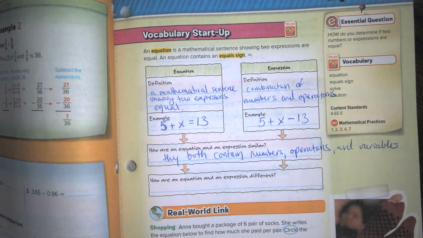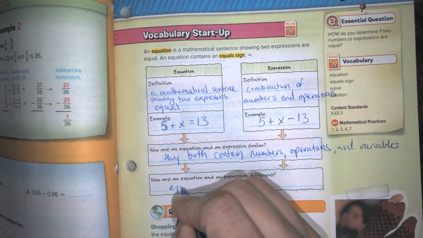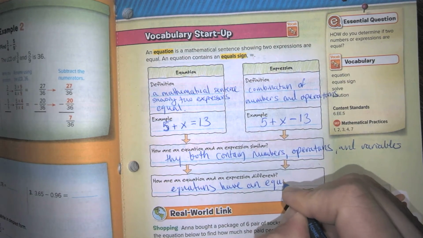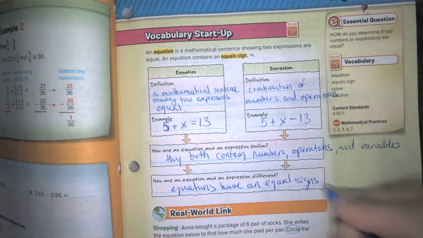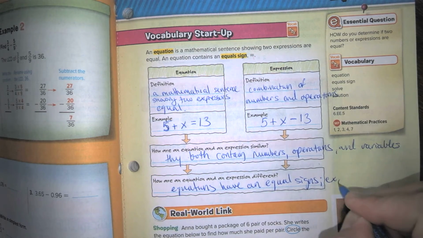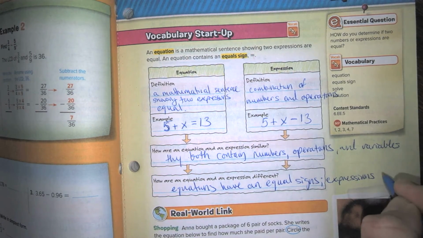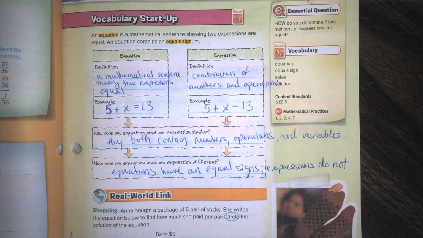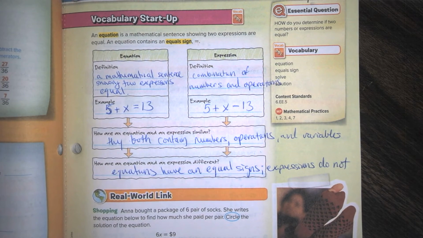Now, how are they different? They don't have the same answer. Not quite. An expression doesn't have an equal sign. There it is. Equations have an equal sign. Expressions do not. So equations will always have an equal sign. Expressions will never have an equal sign. That's what makes them an expression.